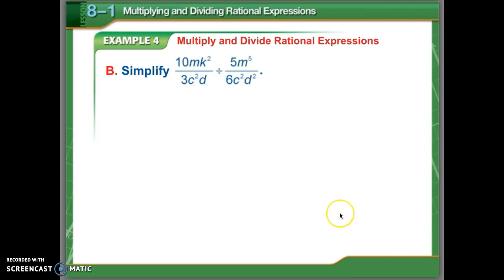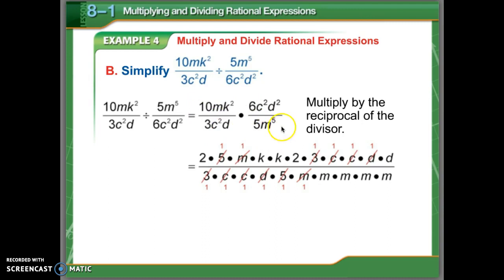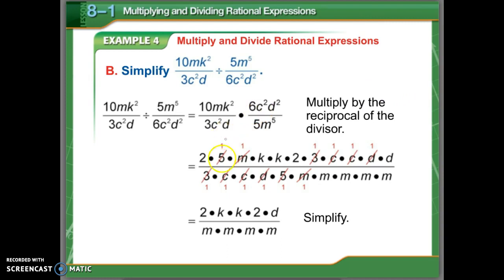All right, part B, we're going to try a division problem. Remember that for division, we flip the second term over and change the division sign to a multiplication sign. So we've got this expression right here. They write everything out again, cancel stuff, get here. I'm going to show you real quick.